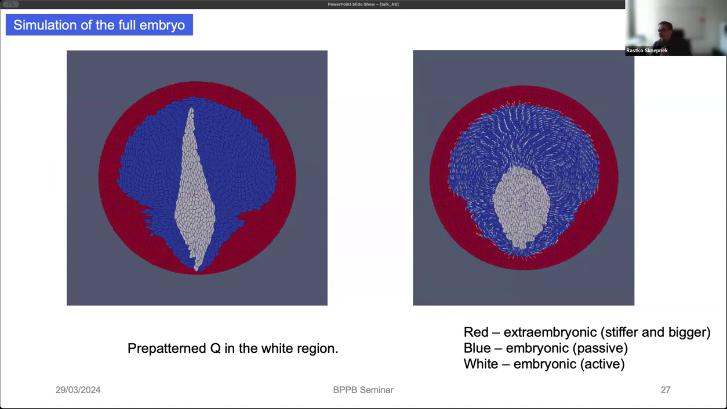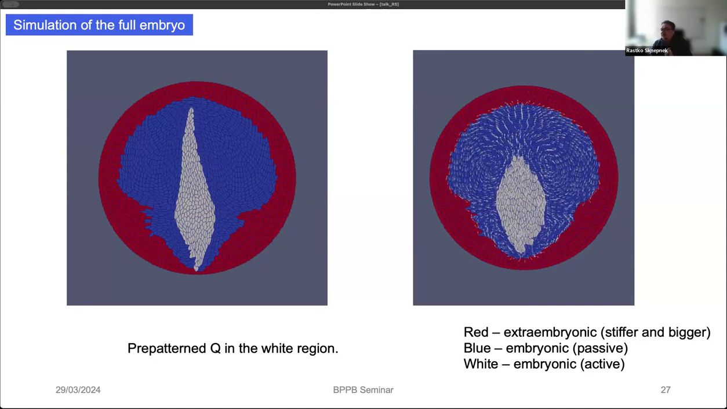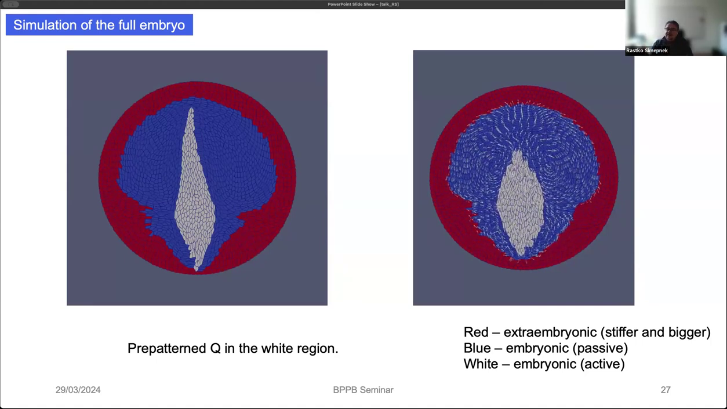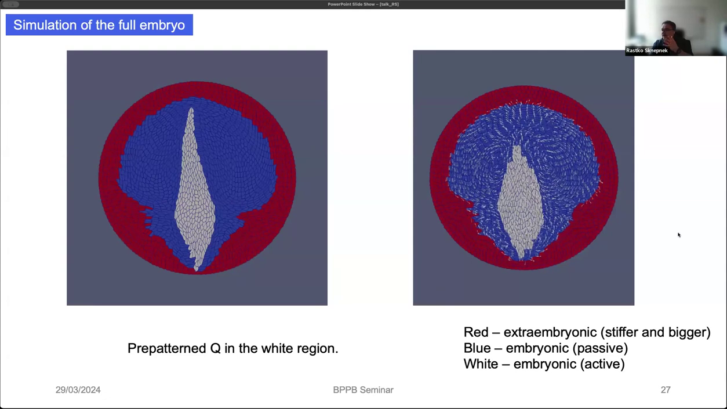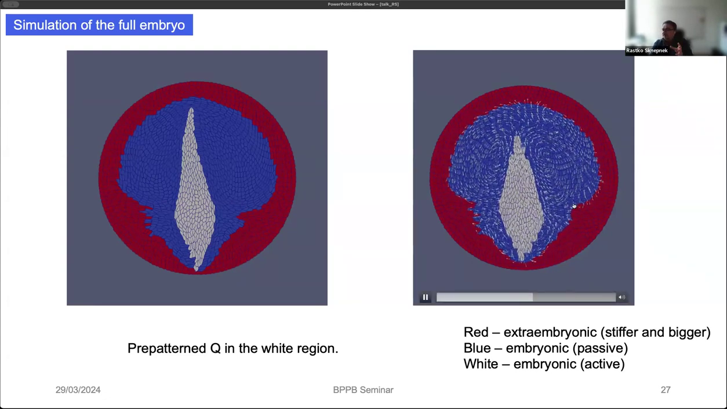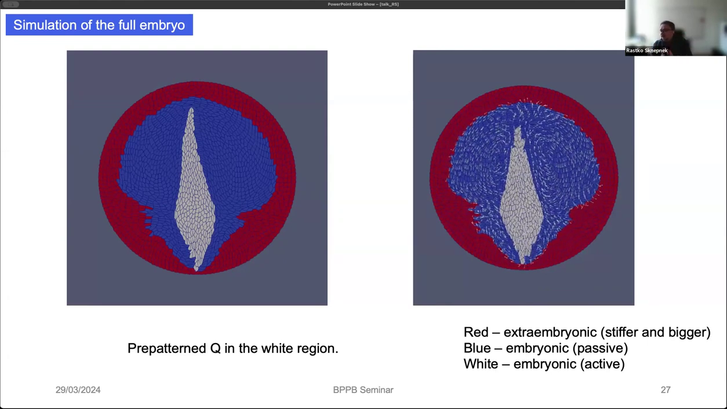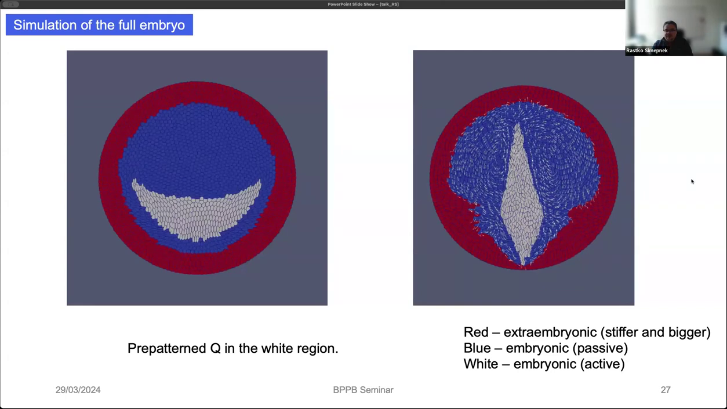Now the shape of the streak is still not yet there, so this is still a work in progress, but at least in my opinion the right ingredients are there. What is crucial here is the presence of this wet friction. If you do this with the so-called dry friction, this does not happen.